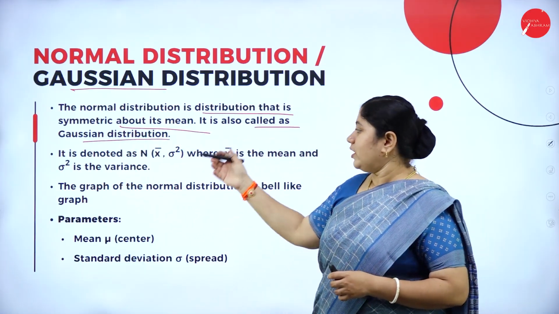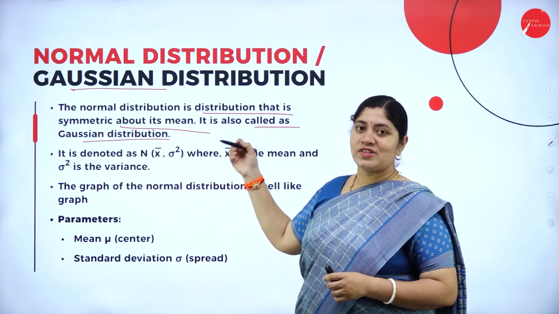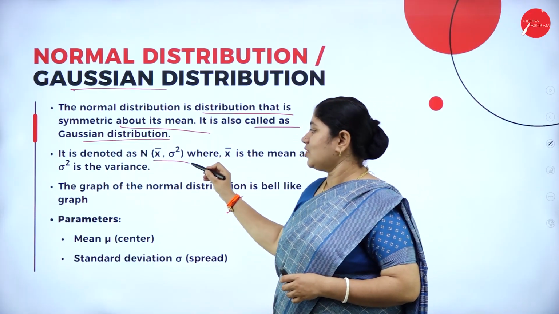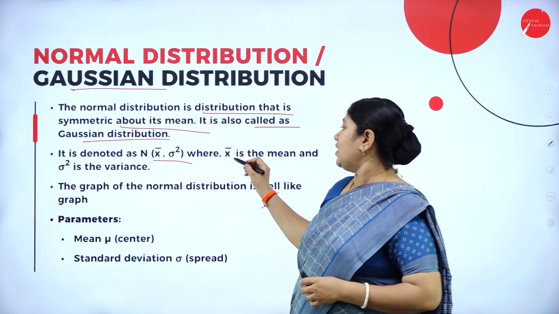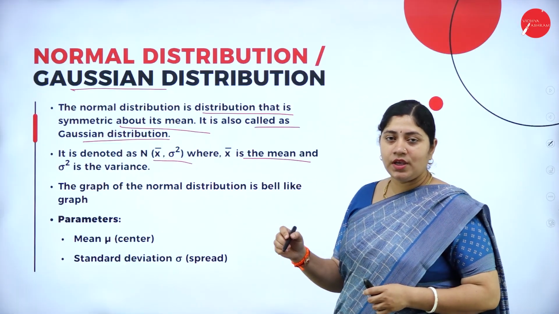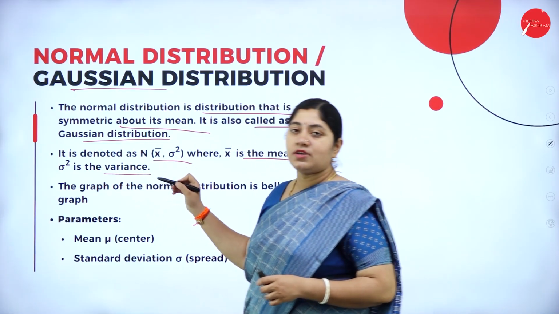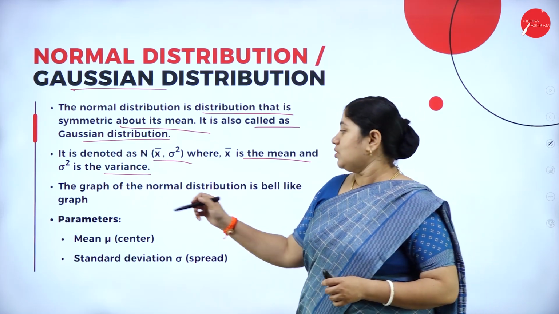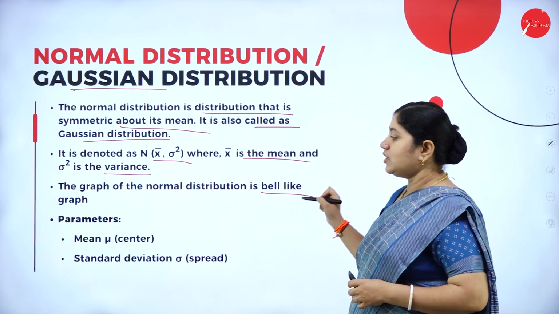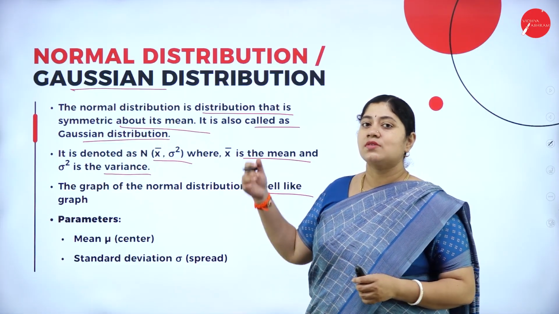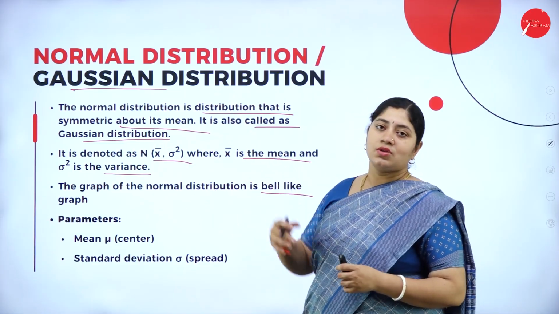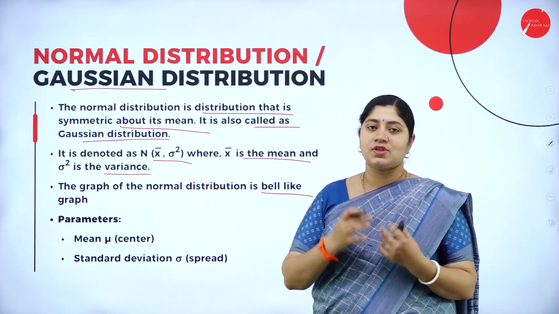Now let's move forward and know how it is denoted. So yes, it is denoted as N of x bar followed by sigma square, where x bar is nothing but a mean and sigma square is nothing but a variance. So the graph of the normal distribution is a bell-like graph. So the bell-like graph is nothing but a normal distribution representation.